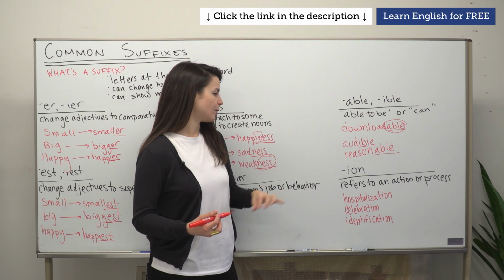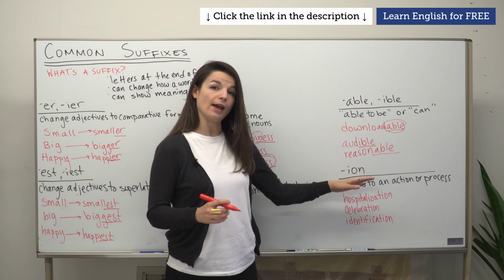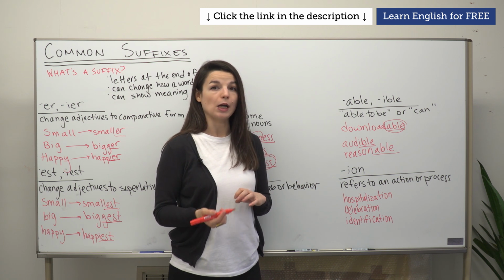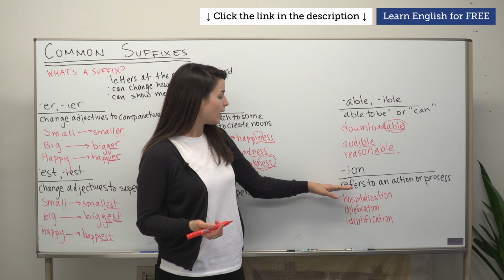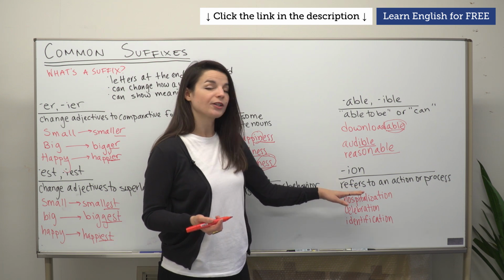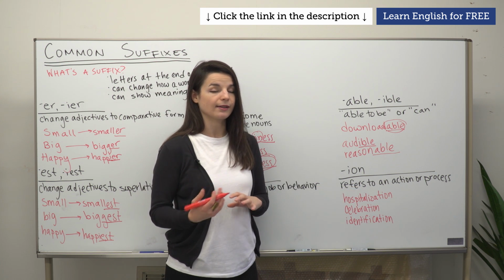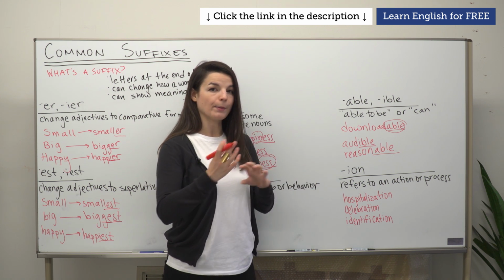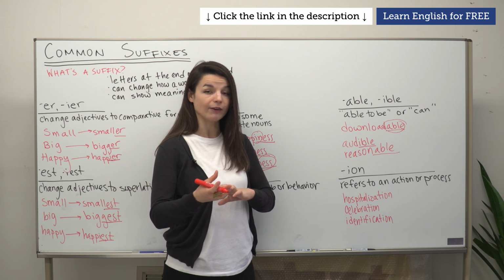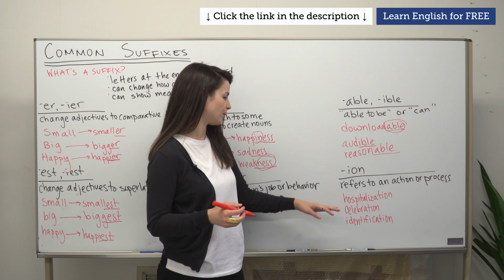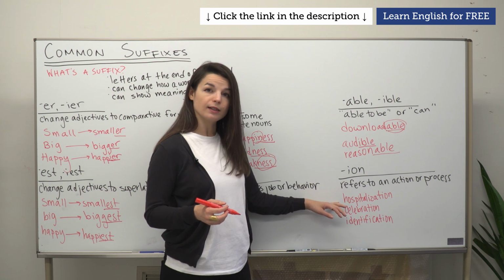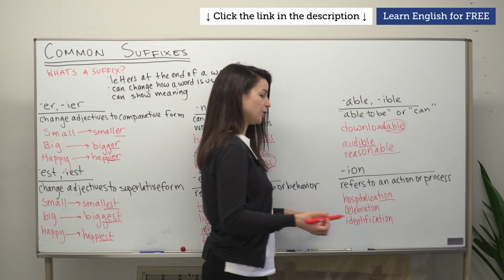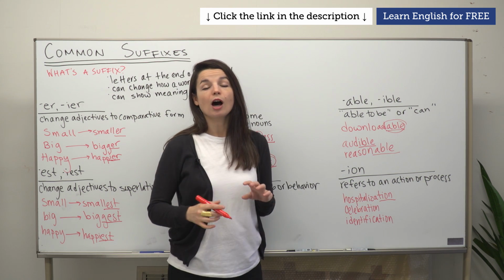Okay, last one for this lesson is ion. There are a lot of examples of words that end in ion. Ion suffixes refer to actions or to processes. So we have the root plus some action or some process of that root. Let's look at some examples. First one, hospitalization. Here we have this ion, which shows us it's a process.